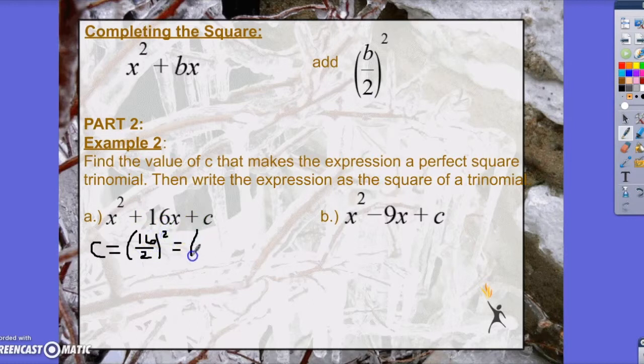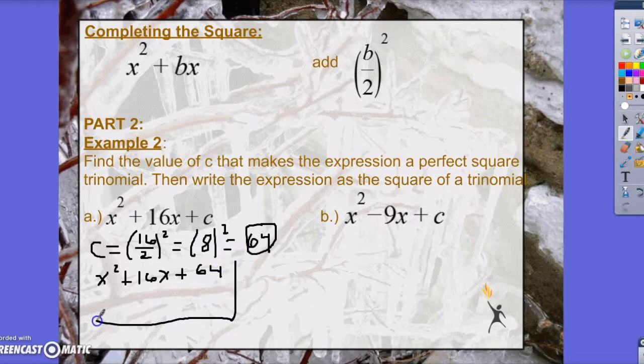16 divided by 2 is 8, squared, which is 64. So my c in this case that I'm going to use that would force it to be a perfect square trinomial is 64. So I'd write x squared plus 16x plus 64. That's actually my first answer once we found c.